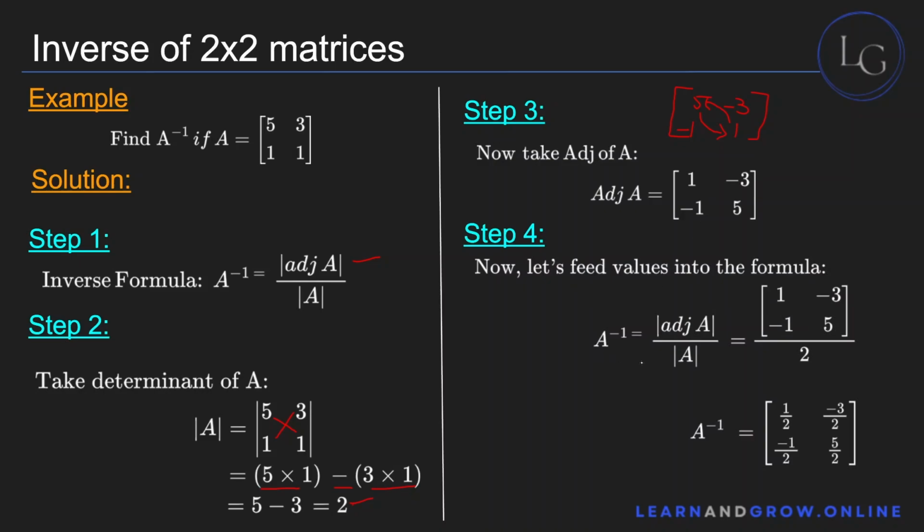So to find the inverse of A, you'll divide the adjoint of A by the determinant of A. And how you do that is basically simple. You'll divide each and every entry of the adjoint of A by 2. So 1 divided by 2, minus 3 divided by 2, minus 1 divided by 2, and 5 divided by 2. And that is the inverse of A.